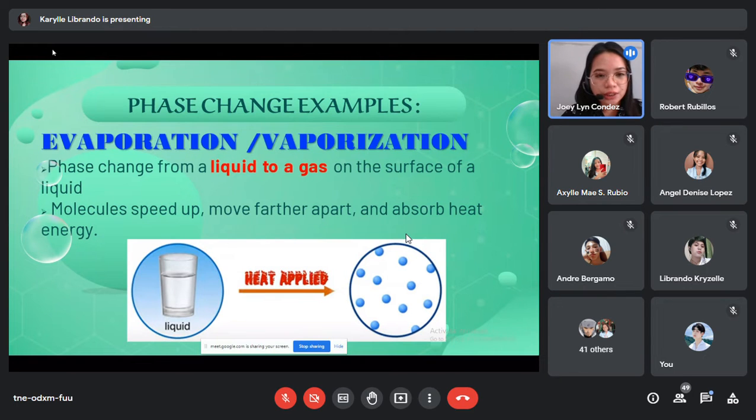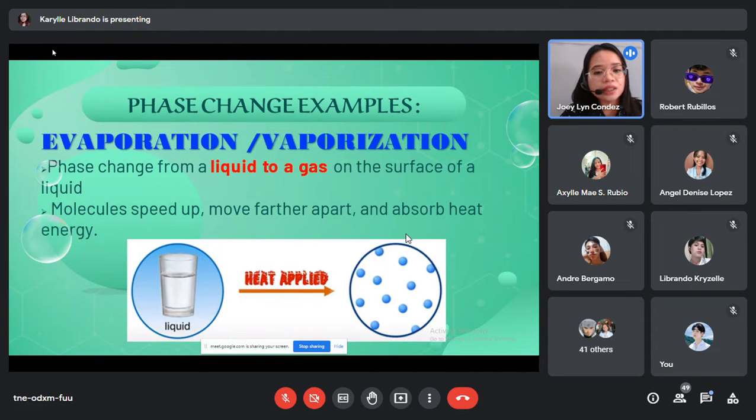Vaporization is a phase change from liquid to a gas on the surface of a liquid. Molecules here speed up, move further apart, and absorb heat energy. So in melting, from solid to liquid, we heat the solid to transform it into the liquid phase. What about if it is already a liquid that we heat? What will happen to the liquid phase? This will eventually change to gas phase, through the process of evaporation or vaporization.